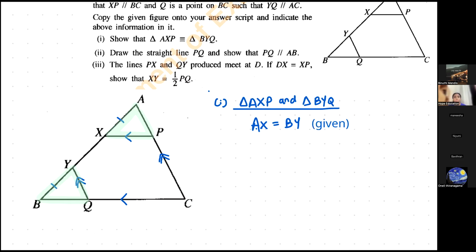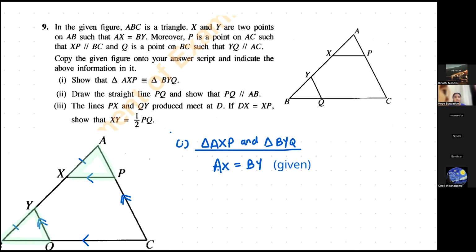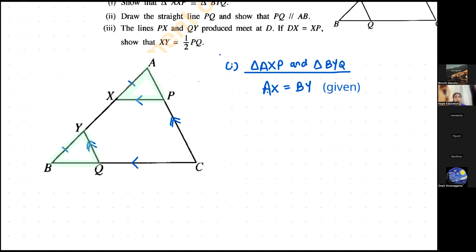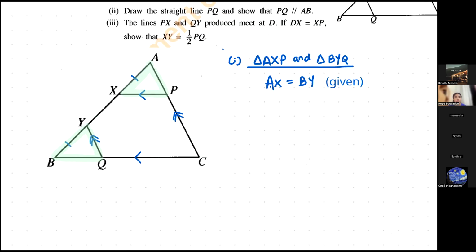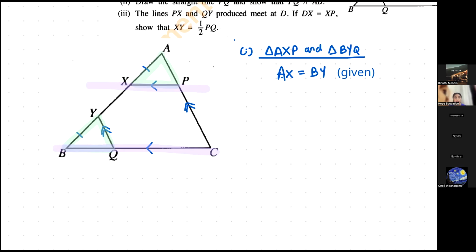And then these two are parallel. So now that we have parallel lines, are there any angles that we can get? Can you see that? This angle and the F shape. Give me 1 second.